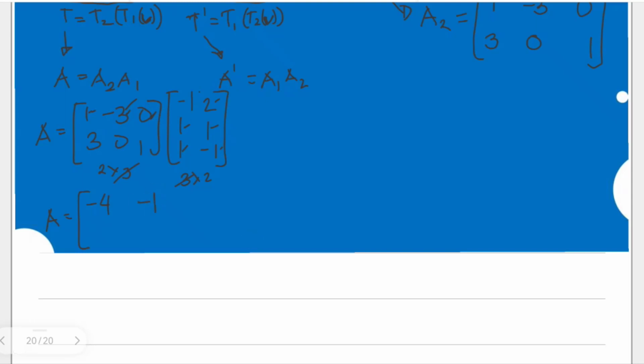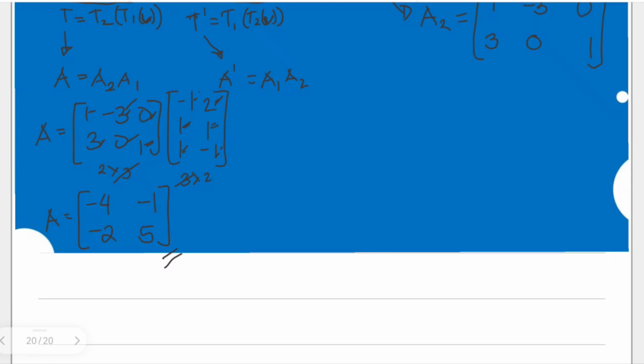Next would be 3 times negative 1 is negative 3. 0 times 1 is 0. 1 times 1 is 1. We have negative 3 plus 0 plus 1, you have negative 2. And finally, 3 times 2 is 6. 0 times 1 is 0. 1 times negative 1 is negative 1. 6 plus 0 plus negative 1, positive 5. See, your result here is a 2 by 2 matrix.